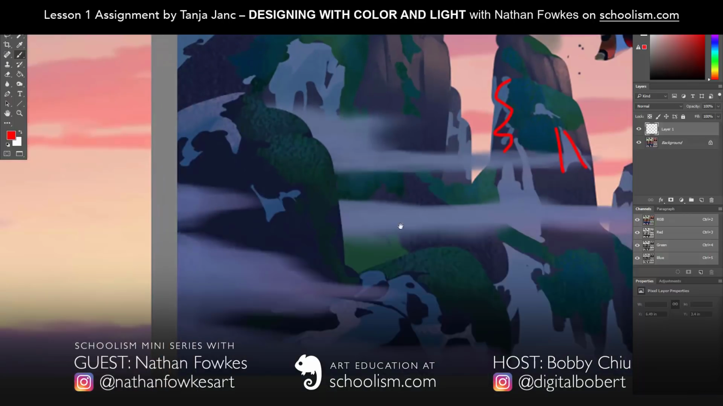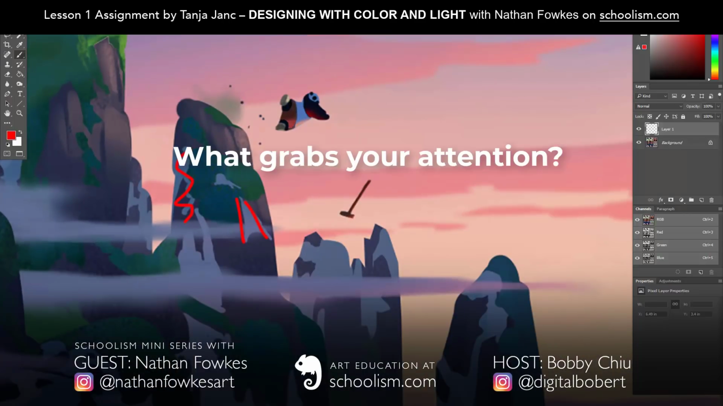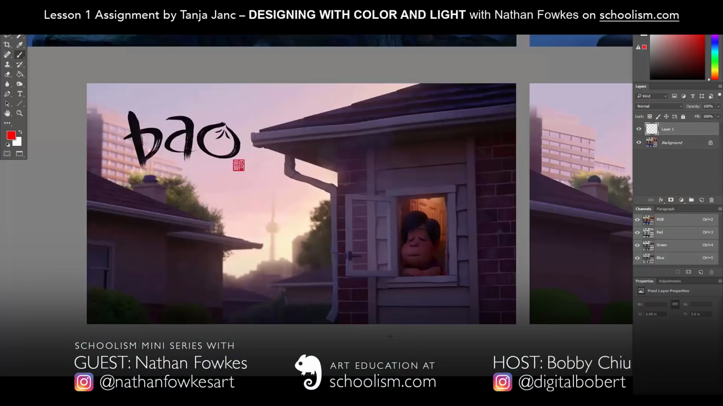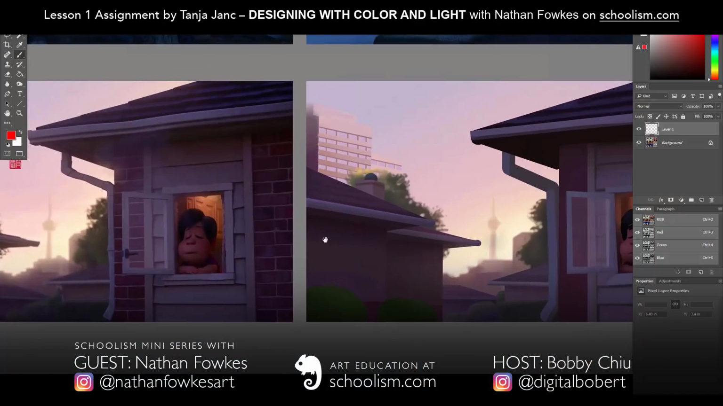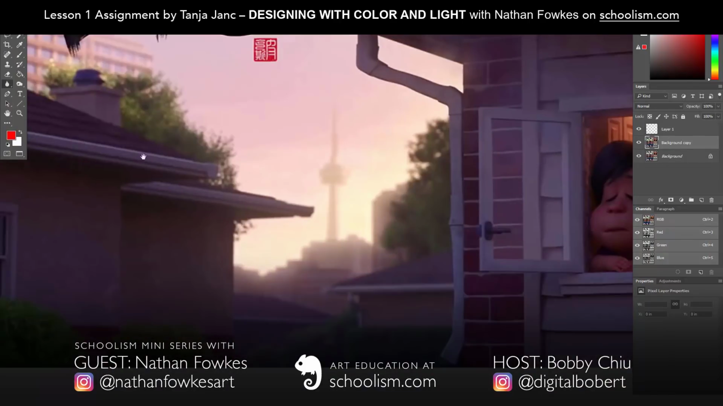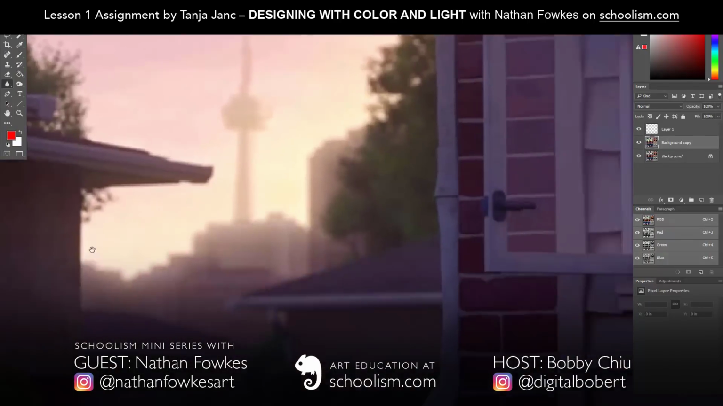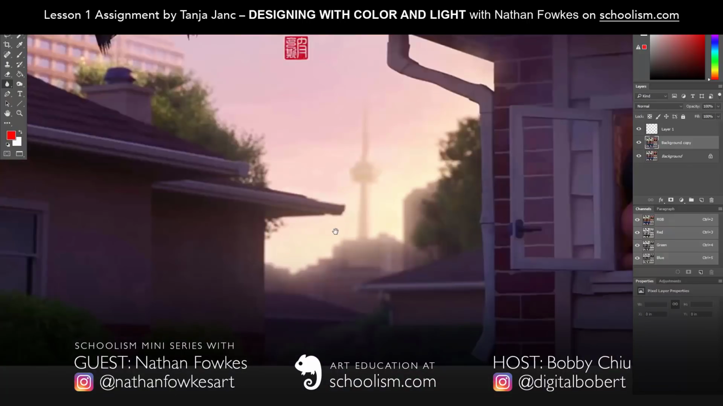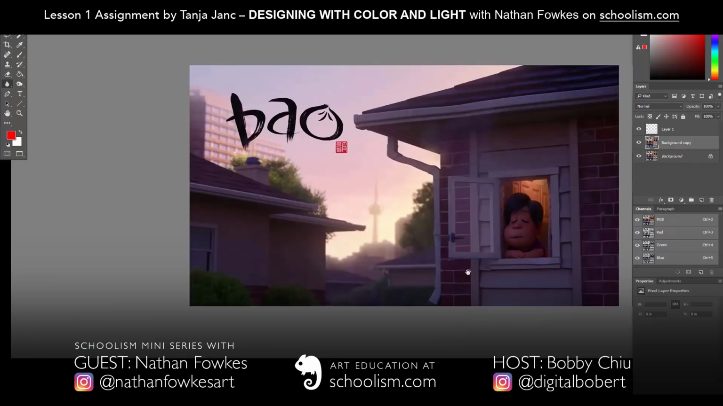So the first thing is to ask the question, what grabs you? The second thing is to force yourself to edit and design. It's so easy to drift into autopilot and start mindlessly copying. That might help you become a better renderer. There's something to that, but it does not help you conceptually. And that's what the master copies are all about.